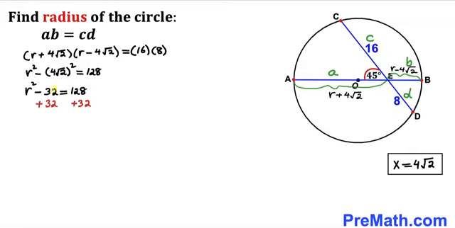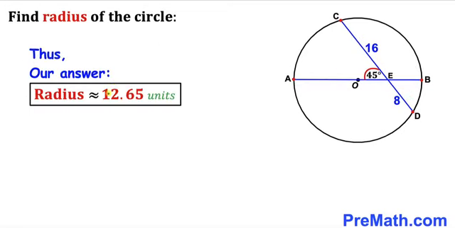128. Go ahead and add 32 on both sides. This is gone. So therefore r square turns out to be 160. Let's undo this square by taking a square root on both sides. So therefore our radius r turns out to be approximately equal to 12.65 units. So thus the radius of this circle turns out to be approximately equal to 12.65 units.